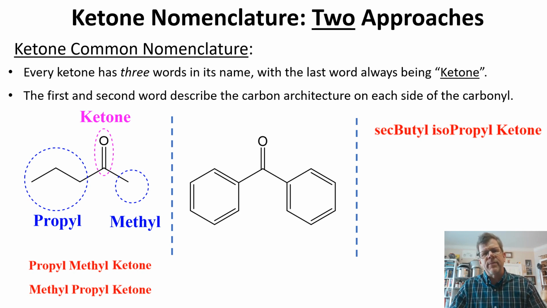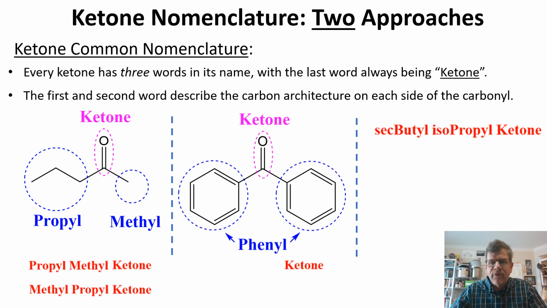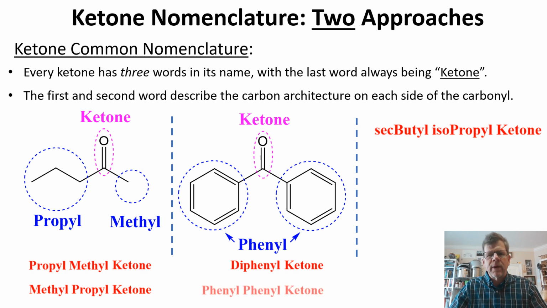Let's look at the structure in the middle. That is again a ketone because that ketone carbonyl is flanked on either side by some type of hydrocarbon. So ketone is certainly going to be in that common name. And if we look on either side of that ketone carbonyl, we see 2 phenyl groups. They're both phenyls. So we could call this a couple of things. And I'm purposely making this similar to the ether common nomenclature example. We could call this diphenyl ketone, or if we like, a little weirder, we could say phenyl phenyl ketone if we wanted to.